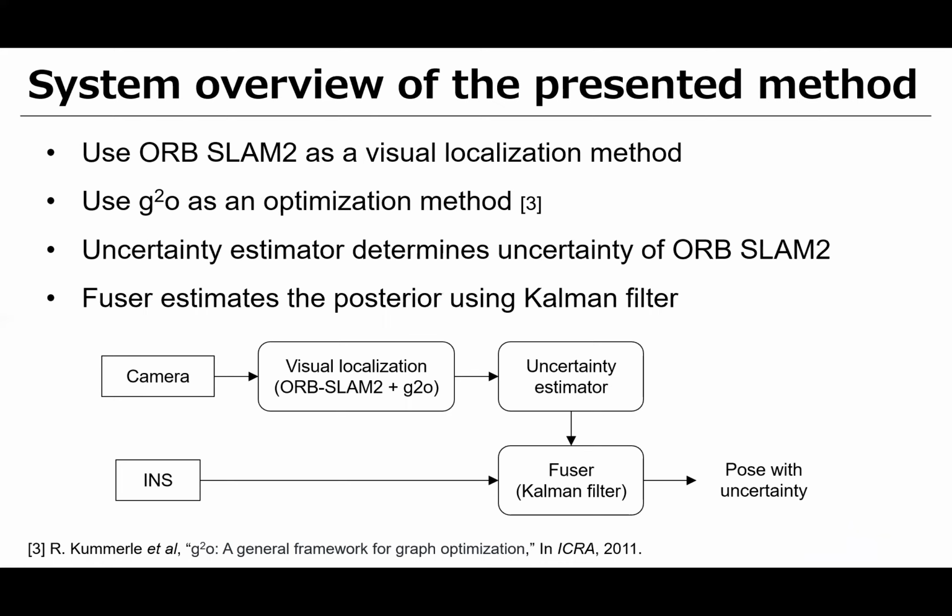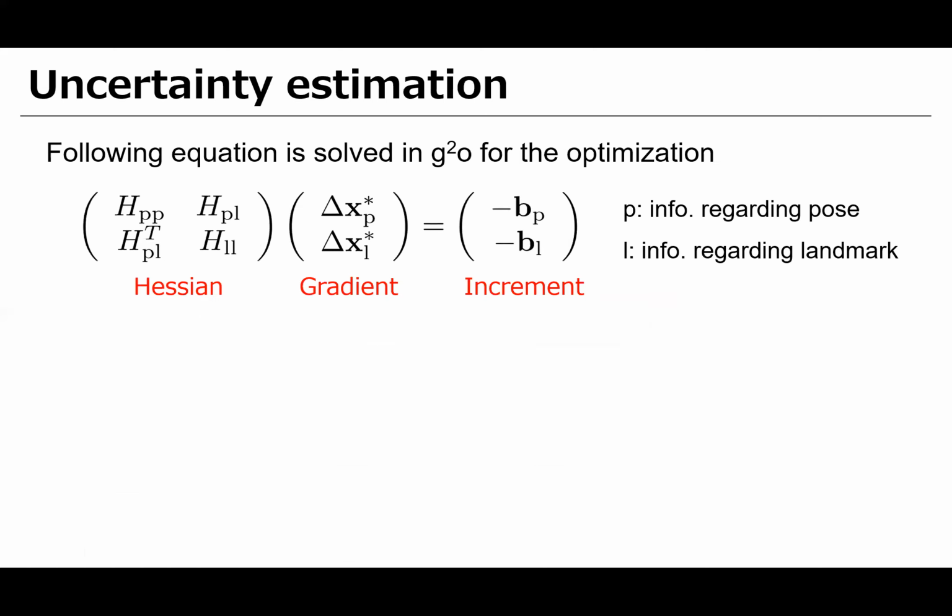This is a system overview of the presented localization method. We use ORB-SLAM2 as the visual localization method. In ORB-SLAM2, g2o is used for the optimization. The uncertainty estimator receives the visual localization result and determines the uncertainty. This detail is explained later. Then, the fuser receives the localization results from the inertia-based localization and the uncertainty estimator and outputs the pose. This fuser is implemented using a Kalman filter.